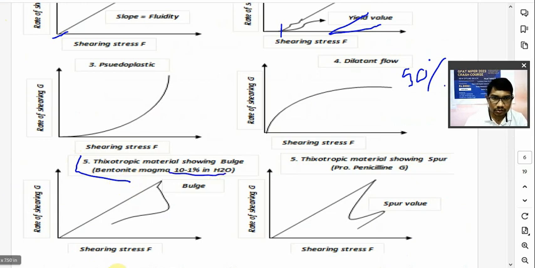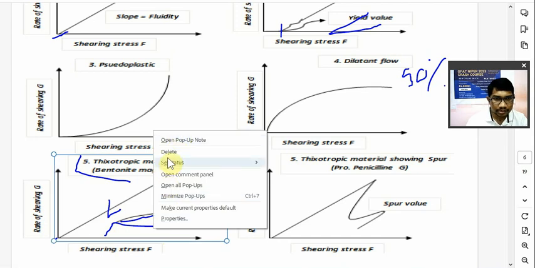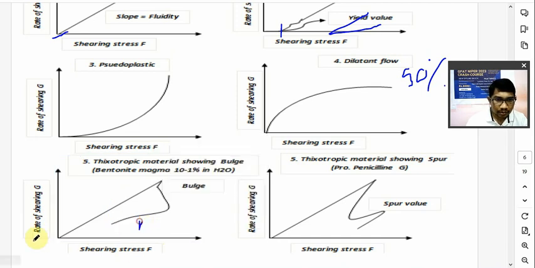So if you apply stress, shearing rate will also increase. ये up curve होता है, ये down curve होता है. So if you apply shearing stress, it will initially not begin to flow, but after a certain point, yield value के बाद में it will try to flow, and it will show a curve like this. So this is known as up curve. This is known as down curve.